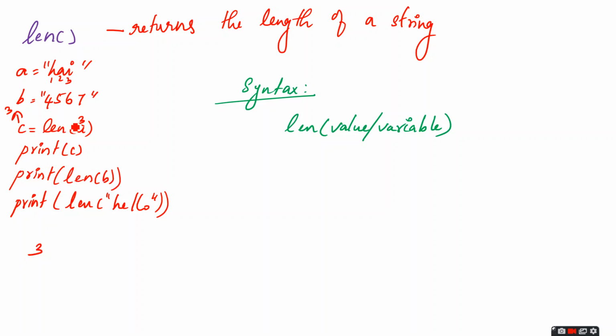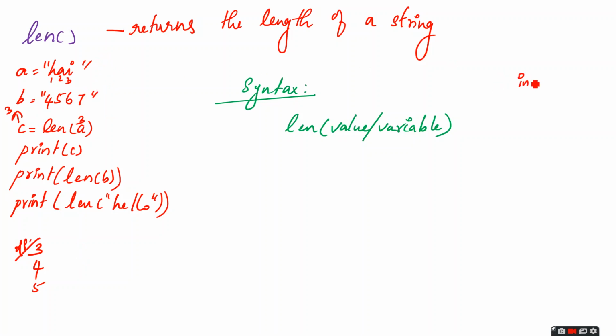Print len of b. How many characters are there? 1, 2, 3, 4. So we'll get the result as 4. Now print len of "hello". 1, 2, 3, 4, 5. So the output is 5. In this way, we get the length of a string using the len function.